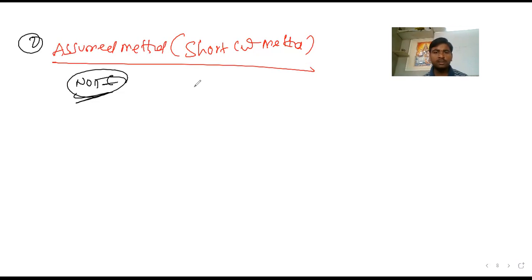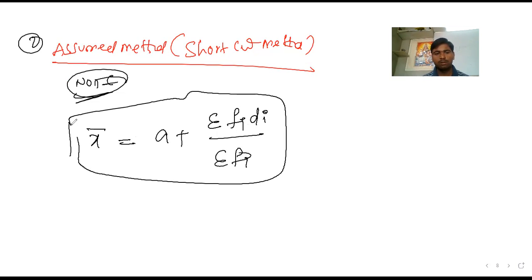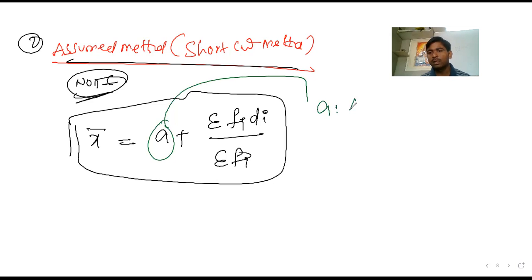So what is the formula for this assumed method? Let me write the assumed method or shortcut method formula. x bar is equal to, what is the formula you can write? A plus sigma fi di by sigma fi. This is the assumed method formula. So what are the things here? What is the A? A is called the assumed mean.